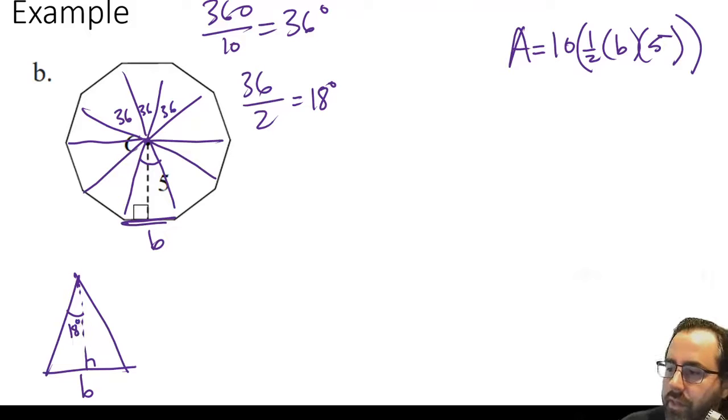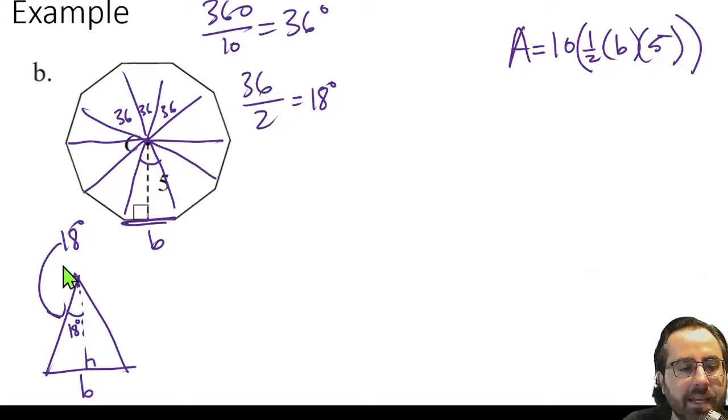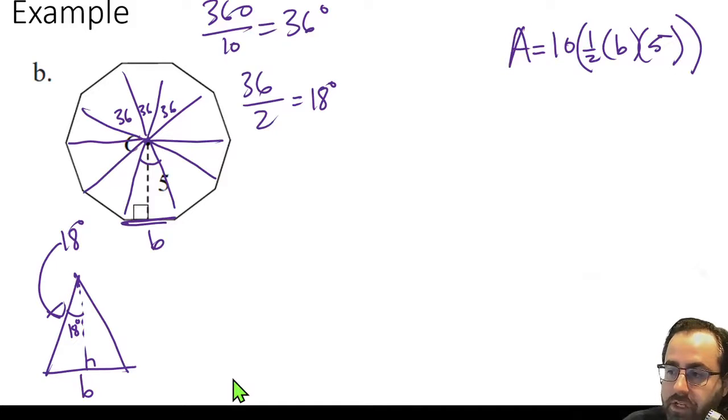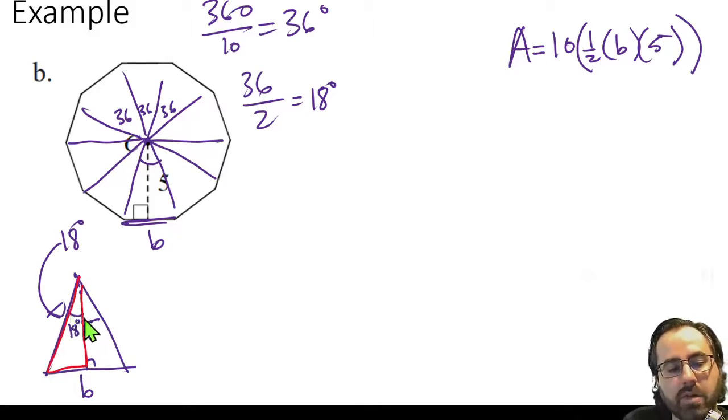So, I'm sorry, that's a very small 18, but hopefully you can still see it. That is 18 degrees. Okay, so that angle is 18 degrees. Now we'll have to do trigonometry, because all we know is that this length right here is 5, and we're looking for the base. So when we do our trigonometry, we're going to work on this triangle right here. And our 18 is our reference angle.